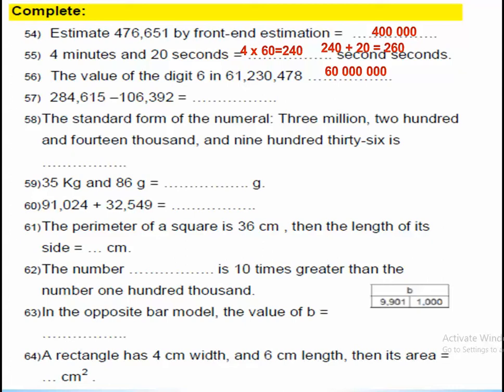Subtract 284,615 minus 106,392, it will be 178,223.